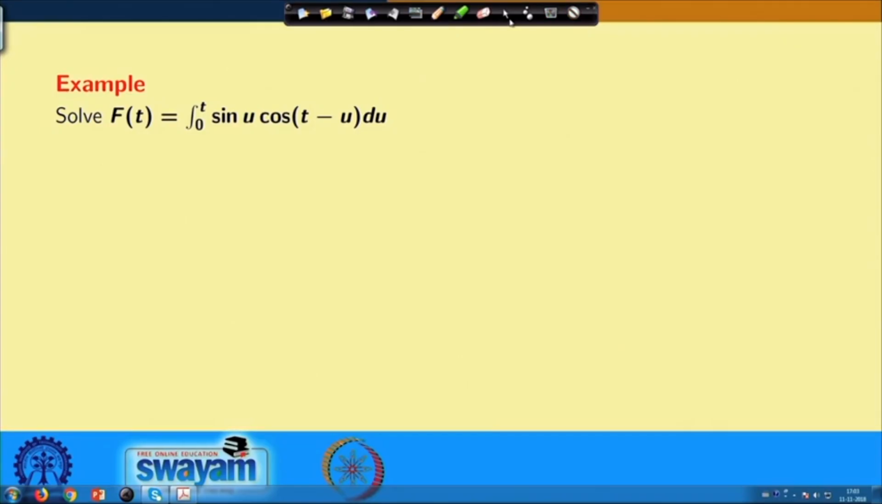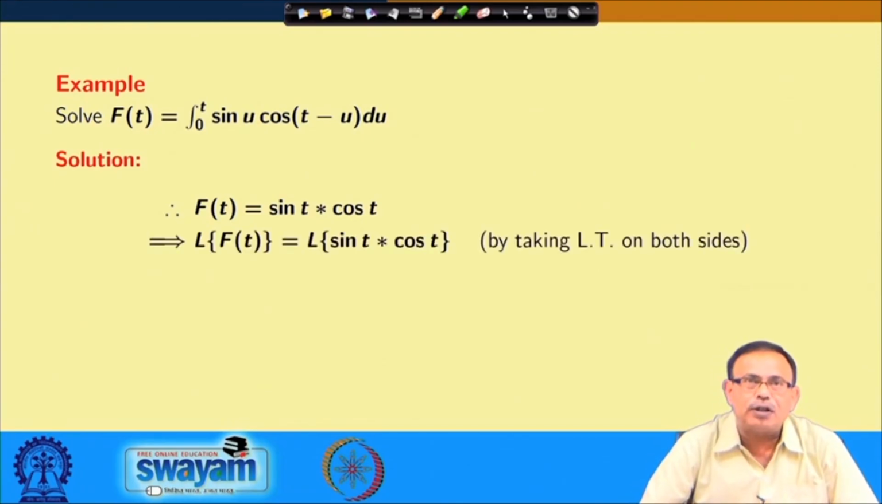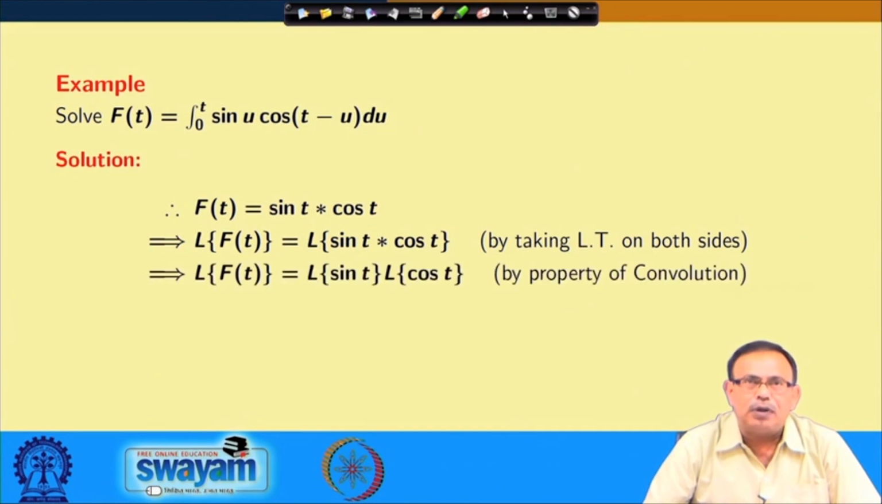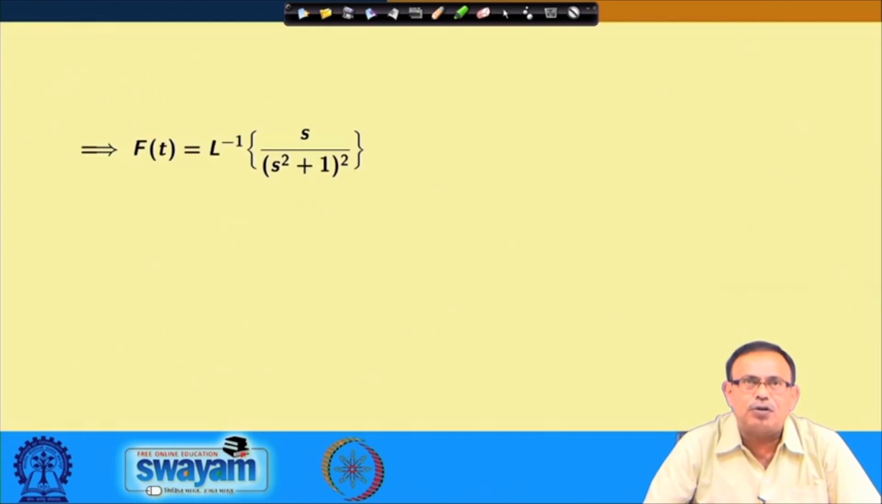Let us see this quickly. f(t) equals sin t convolution cos t, so the Laplace transform of f(t) equals the Laplace transform of sin t convolution cos t, and using the convolution theorem, I can write this as the Laplace transform of sin t into the Laplace transform of cos t. Again, the Laplace transform of sin t is 1 by s square plus 1, whereas the Laplace transform of cos t is s by s square plus 1. So, I get the Laplace transform of f(t) equals s by (s square plus 1) whole square.